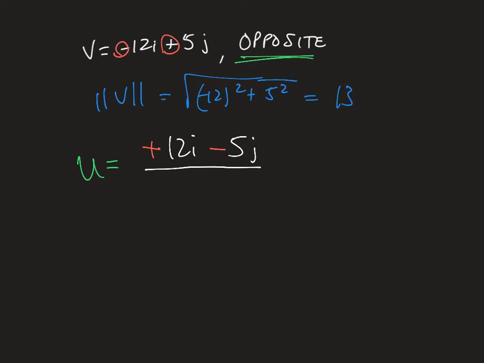We're going to put that over our magnitude of 13. And so the unit vector is actually going to be 12 over 13 i minus 5 over 13 j.